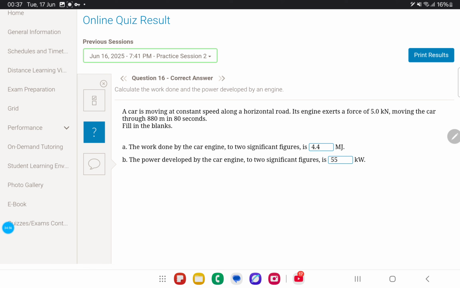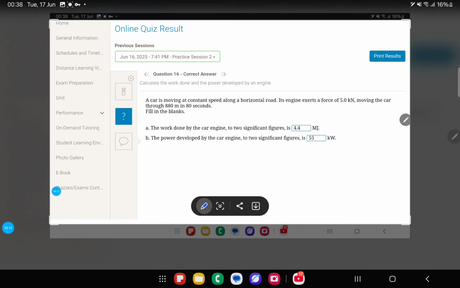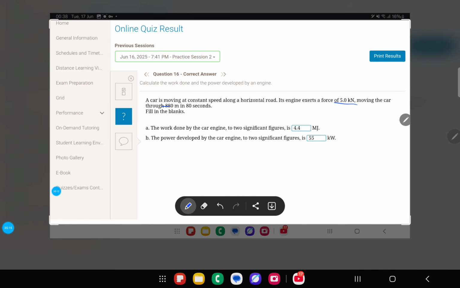A car is moving at constant speed along a horizontal road. Its engine exerts a force of 5 kilonewtons, moving the car through 880 meters in 80 seconds. Okay. So the work done by the car engine to two significant figures is what? Alright, let's do it quickly. They want the work, right? So it's force times distance. We have force and distance. We'll do 5 kilonewtons times 880 meters.